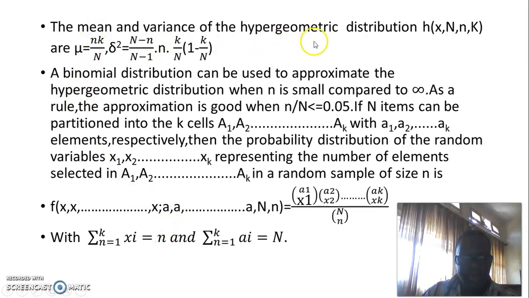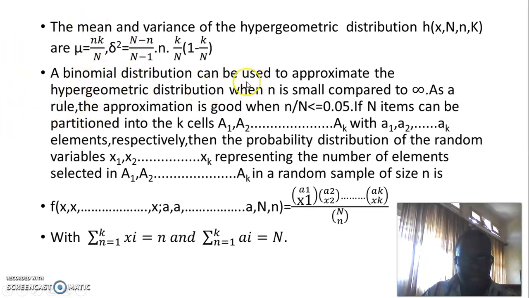The mean and variance of a hypergeometric distribution is given as follows. The mean mu is equal to n times k over capital N. And the variance sigma squared is equal to (capital N minus small n) over (capital N minus 1) times small n times k over capital N times (1 minus k over N). Remember, they can ask you a question where they give you an experiment following a hypergeometric distribution, and they may ask you to get the mean and the variance of the distribution.